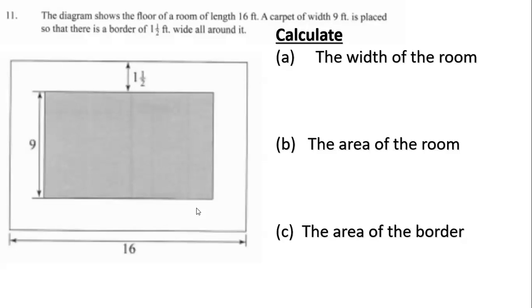Chai, where's Chai? Yes, sir. Go ahead and read the question for me, please. The diagram shows the floor of the room of length 16 feet. A carpet of width 9 feet is placed so that there is a border of 1.5 feet wide all around it. You want me to read the other ones? Yeah. A, the width of the room. B, the area of the room. And C, the area of the border of the room. Very good.